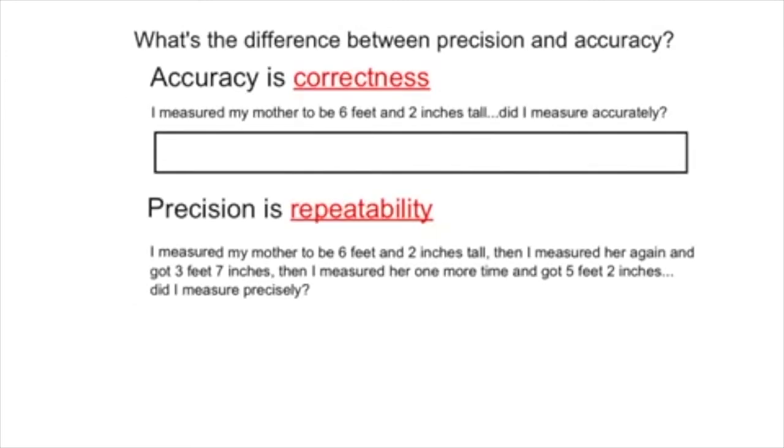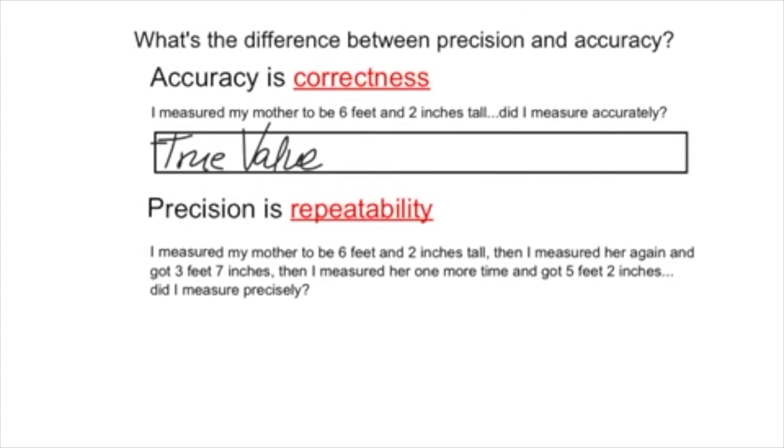So what is the difference between precision and accuracy? Accuracy is correctness. In other words, let's say I measure my mother, or your mother, whatever, to be 6 foot 2 inches tall. How would I know if I measured that accurately? What would I need to know? Well, you'd need to know the true value. You would have to know whether or not your mom is actually 6 foot 2 inches tall. If she is, then yeah, you did measure accurately. Well done. But if you measure your mother to be 6 foot 2 inches tall and your mom's actually only 4 foot 4, no, you didn't measure accurately.